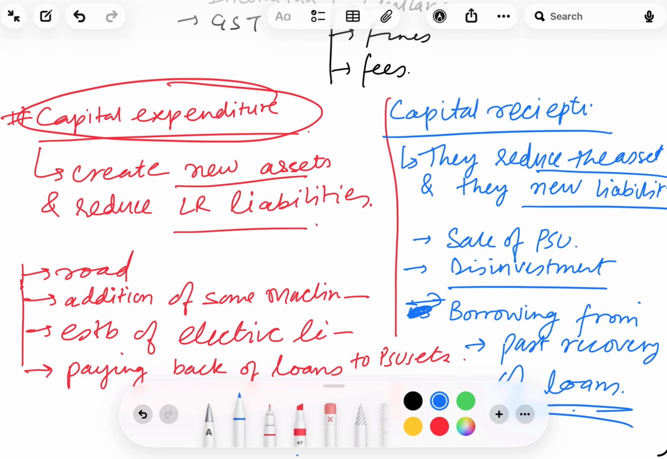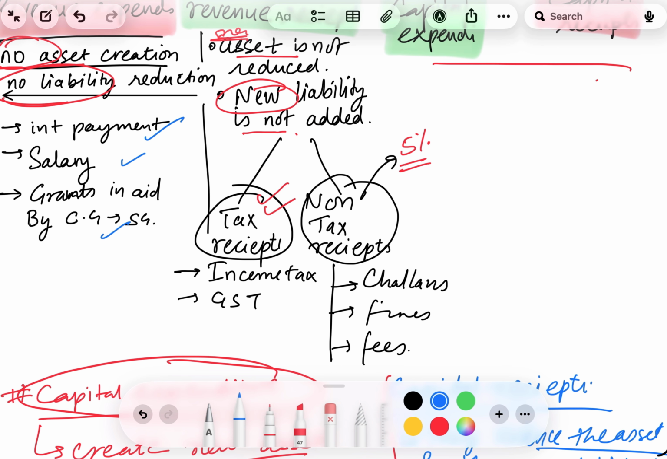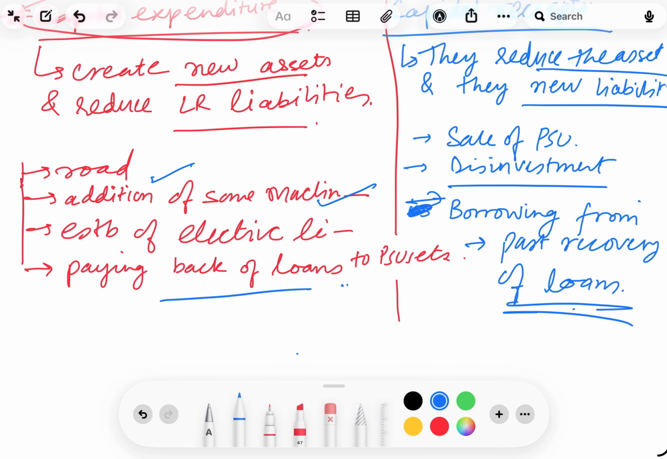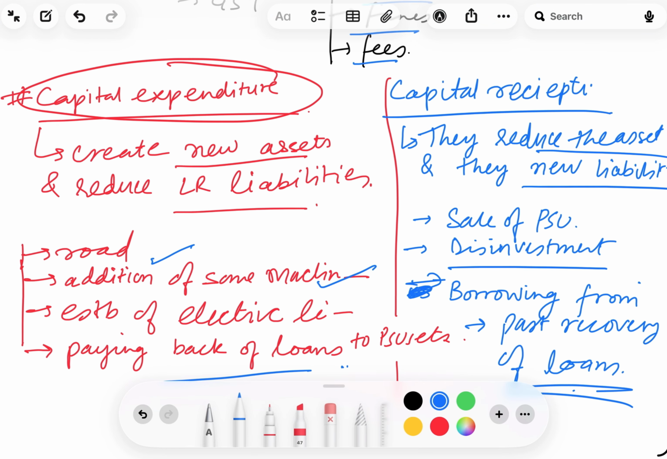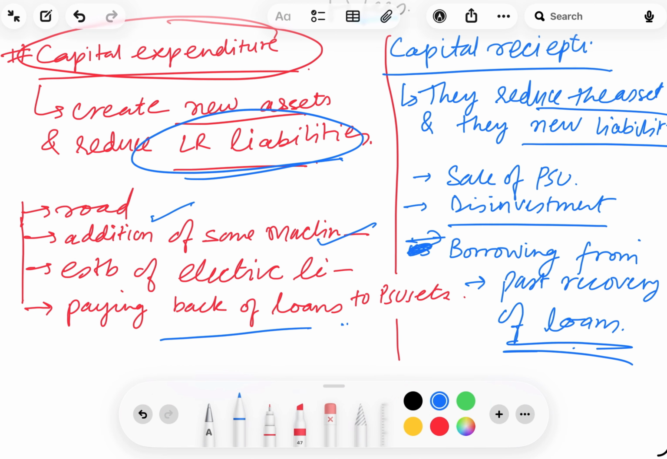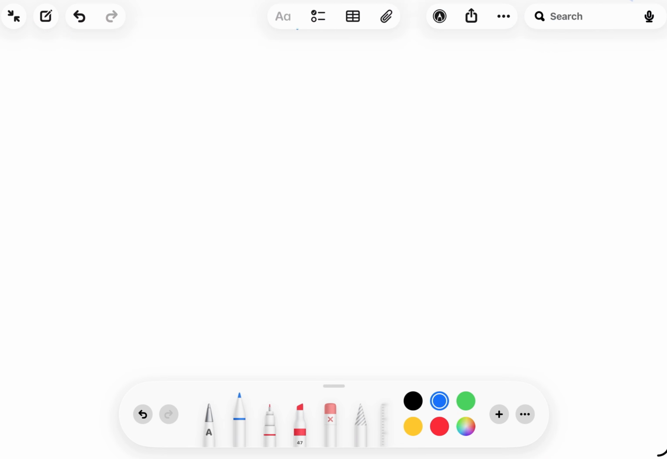Revenue expenditure has interest payment, salary, grants. Revenue receipts have tax receipts and non-tax receipts, which have income tax, GST, and challan, fines and fees. Capital expenditure, on the other hand, is creation of any new road, new machinery, new building, any new thing which creates more things, and paying back of own loans because it reduces the long-run liability. And capital receipts are sale of PSUs, disinvestments, borrowing from other institutions, past recovery of loans. So all of these things are there.